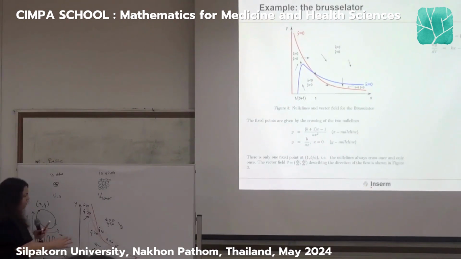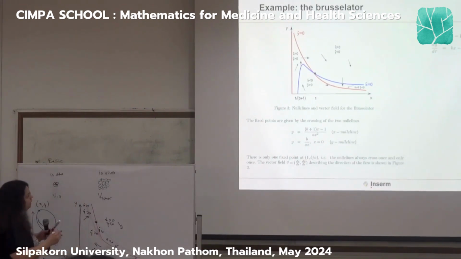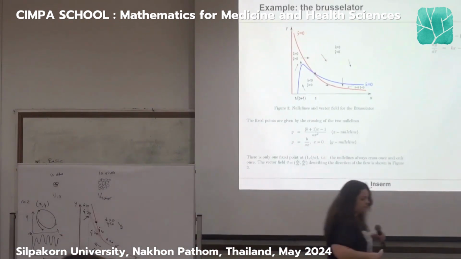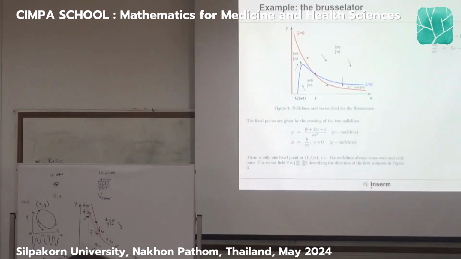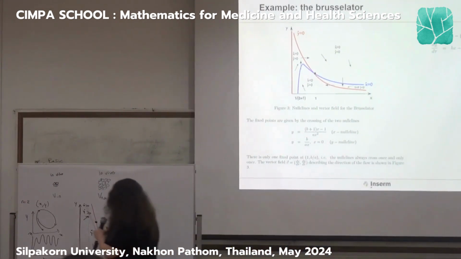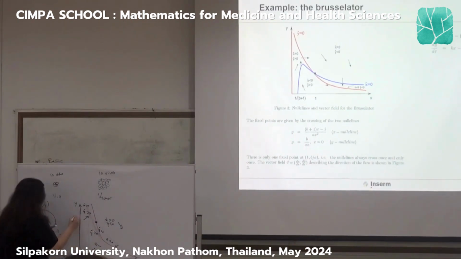Now that I have talked about the null lines, I need to talk about the steady states. Steady states can be seen where the null lines cross. Here there is only one steady state, which occurs at a particular point in A and B, which is A and B divided by A. So the fixed point here is at A and B divided by A. So this is A and, sorry, B divided by A.